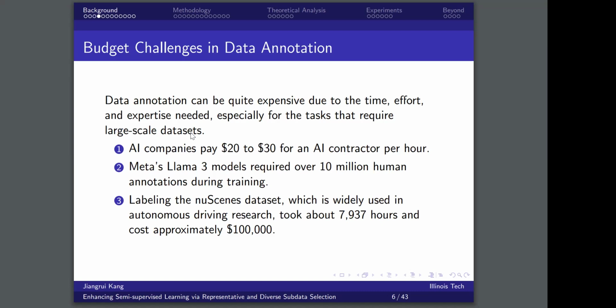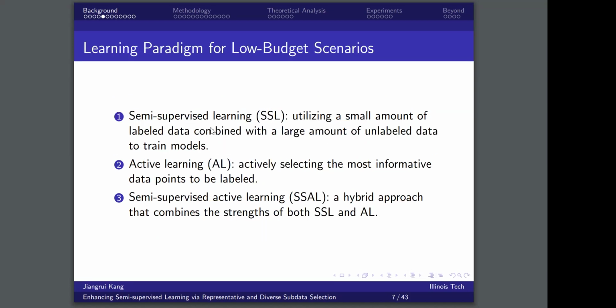And you can see that AI companies pay a lot of money for labeling. Meta's Llama 3 model required 10 million human annotations during training, and the new Sense data set costs approximately $100,000. So our problem today is to do machine learning tasks on a low budget, and to address this problem, we often have three paradigms.